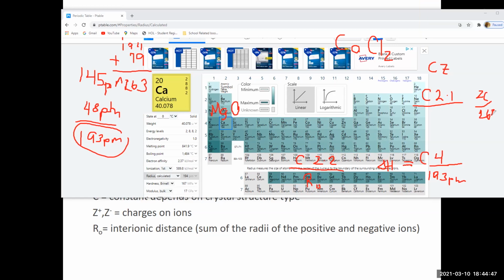Piece of cake? Yeah. If we're going to do this on the test, will we be able to get the value for C, the radius? Yeah. I'm going to try to get a table together for you guys just for this particular problem. Or you're going to have access to the periodic table.